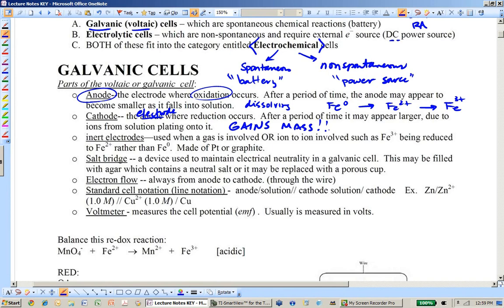All right, inert electrodes. Inert electrodes are used when a gas is involved. So we don't have a chunk of metal that is our ultimate goal or our ultimate beginning. Or we're going from ion to ion. So if I just went back and forth between Fe2+ and Fe3+, I would use an inert electrode. Because if I use iron, the metal, as an electrode, I'm going to go all the way to Fe0. And so these are often made expensively of platinum or cheaply of graphite.